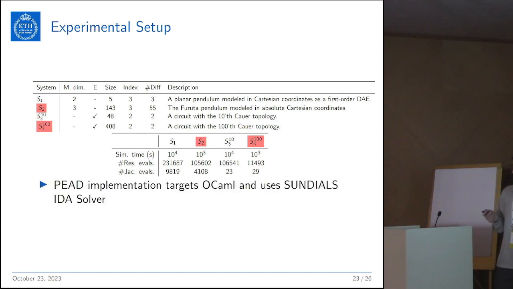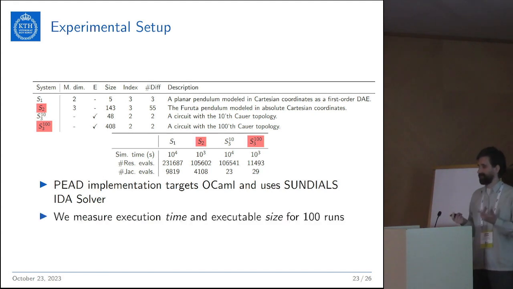The PEAD implementation targets OCaml, and it uses the Sundials IDA solver as a solver backend. Then we measure execution time and executable size over 100 runs. The executable size will increase moderately with increasing level of specialization, so I will not talk more about that. But we will look at some graphs on the execution time for these two models.